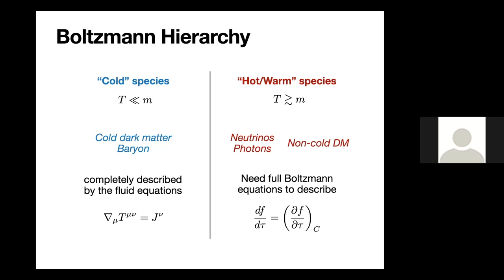But when the species is warm or hot, which means that the temperature of the species is higher than or comparable to the particle mass of the species, when the species is massless or light, for example neutrinos and photons, or in some extensions to the lambda CDM model where you have a non-cold dark matter relic, in those cases the higher moments of the distribution function cannot be ignored. So we actually need the full Boltzmann equation to describe the evolution of the system.